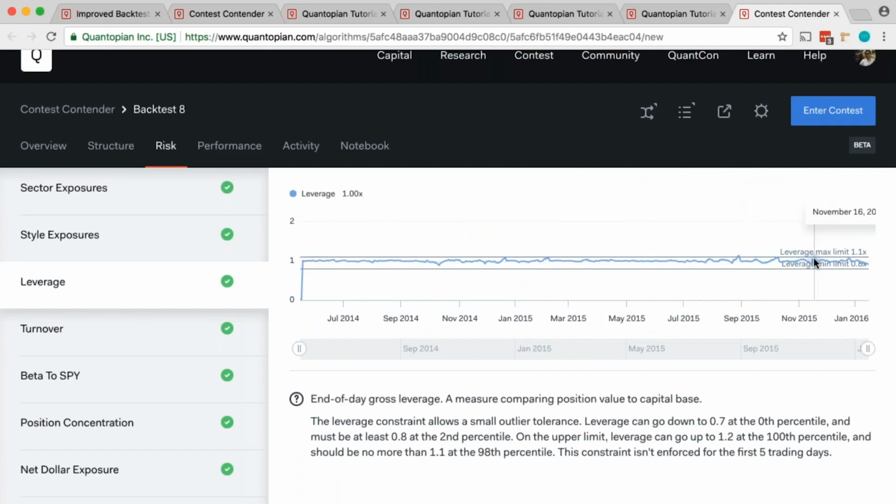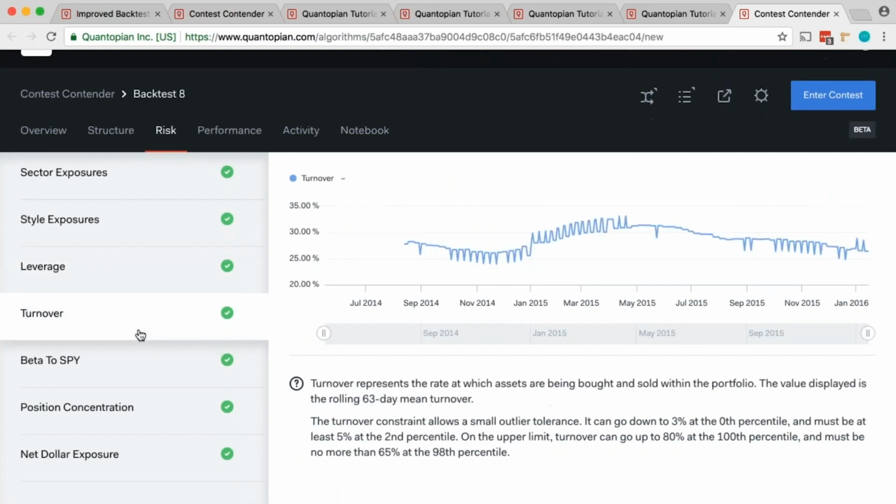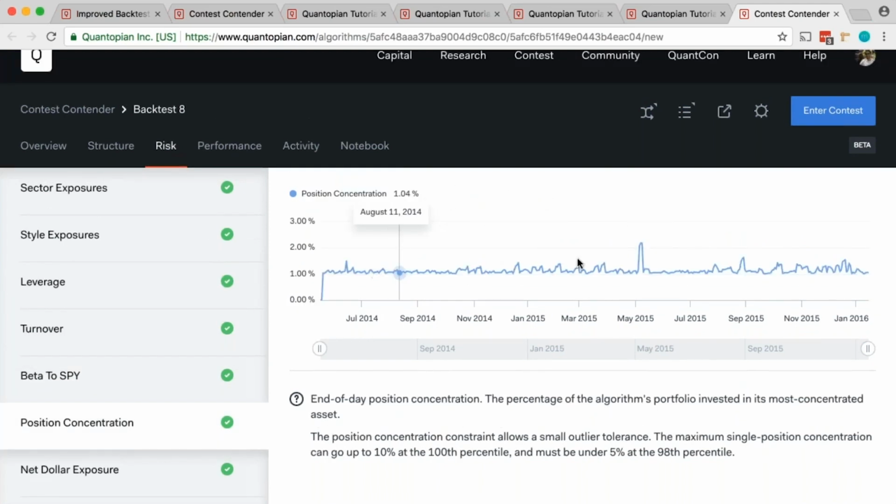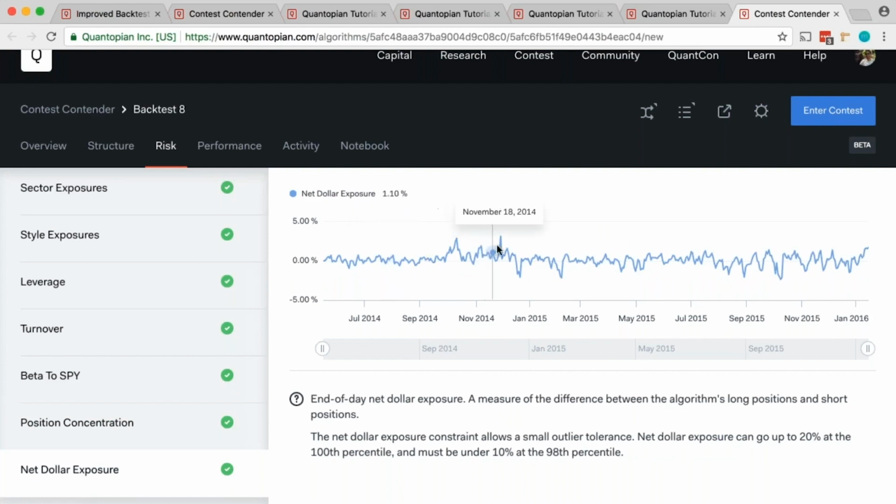It's always within this sort of band of 0.8 to 1.1. And likewise with my turnover, I'm keeping it roughly steady at somewhere between around 25 to 30%, which is well within the restriction that we have, which is 5 to 65%. Beta to SPY again is comfortably within minus 0.3 to 0.3. Position concentration has dropped really dramatically. I think the highest that I ever go to is 2.18%, which again really isn't that high. So I'm pretty comfortable there. And even with net dollar exposure, I'm never going too far net long or net short. So I'm pretty market neutral in that sense.